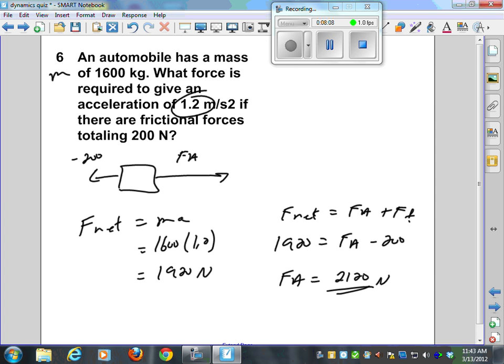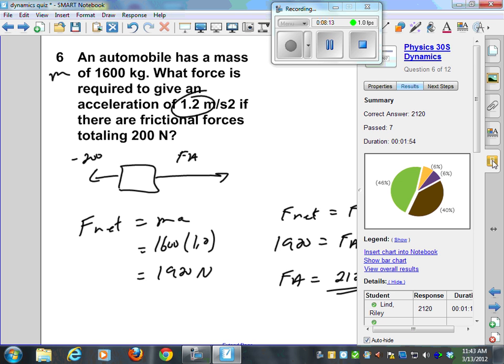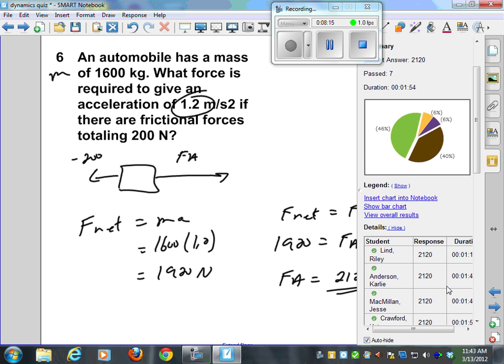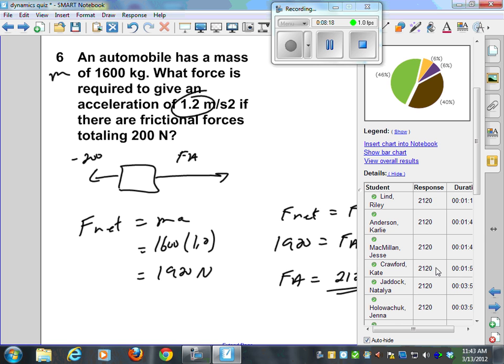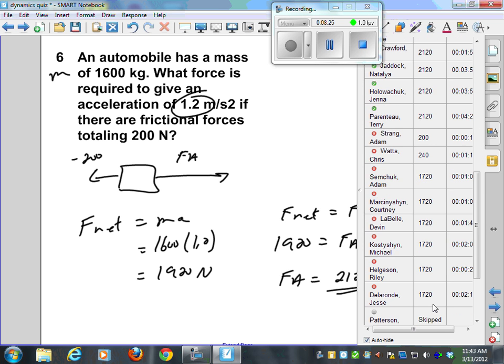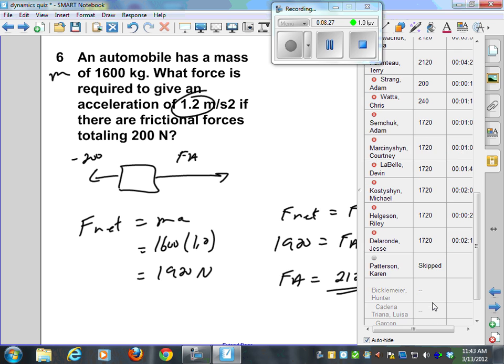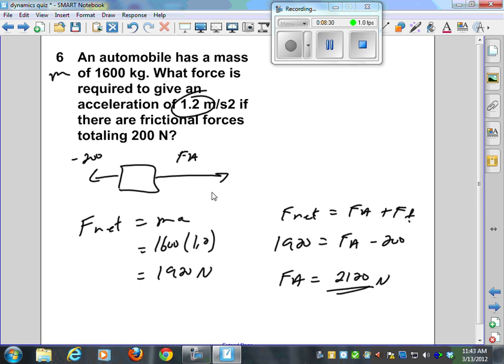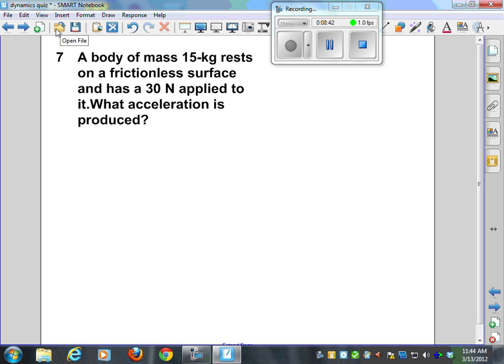I probably subtracted it. Or just didn't do anything. Carly got it. Jesse got it. Kate got it. Very nice. Wow, Adam subtracted. So did Courtney. So did Mike. So did Jesse. I just didn't know what I was doing. Okay. Well, do you think there's a good chance of that question being on the test? I'd say almost better than 100% chance. That's not possible. That's why I said almost.